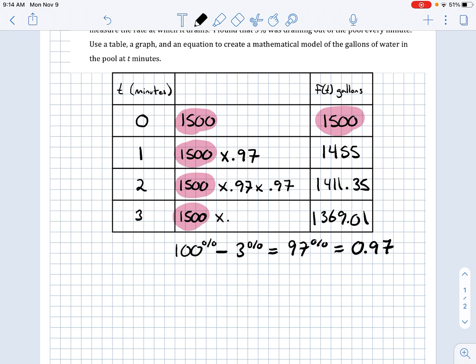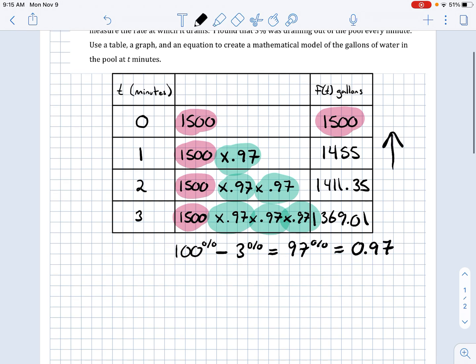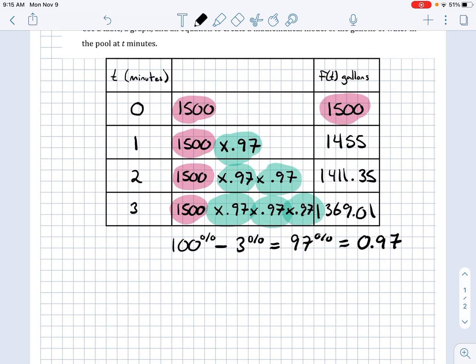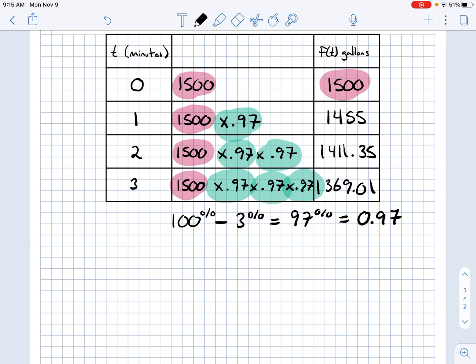Now, you can use common sense to help you. When you know the pool is draining, you should realize that the pool should have less water in it after each minute, not more water. So if your numbers are increasing as you go down, that should be a pretty good sign that you made a mistake. So now we can write a recursive equation, which would be f of 0.